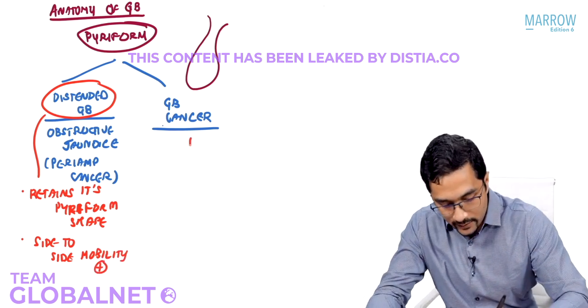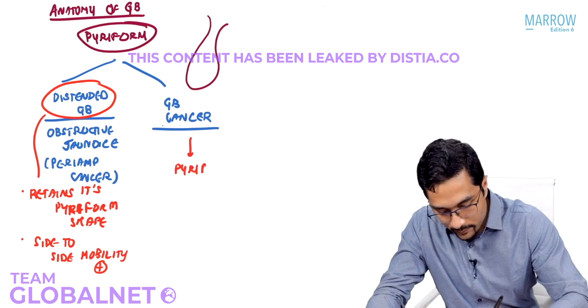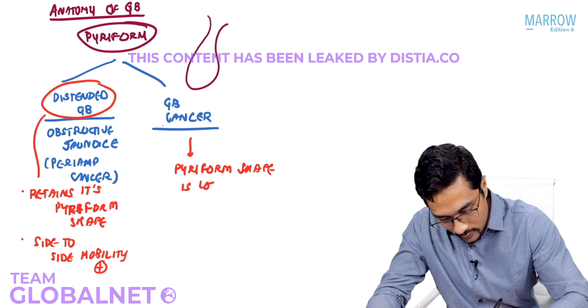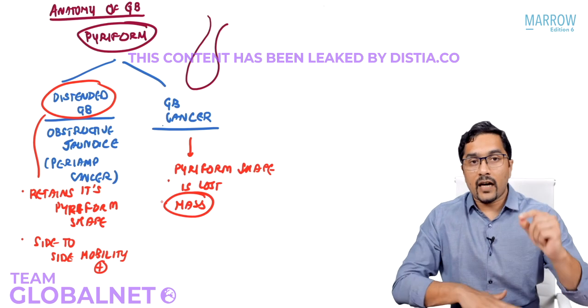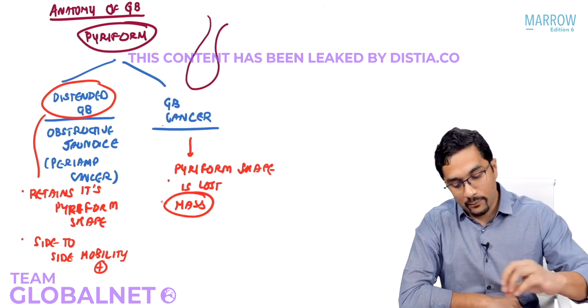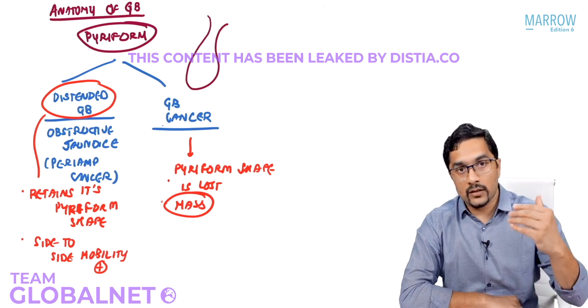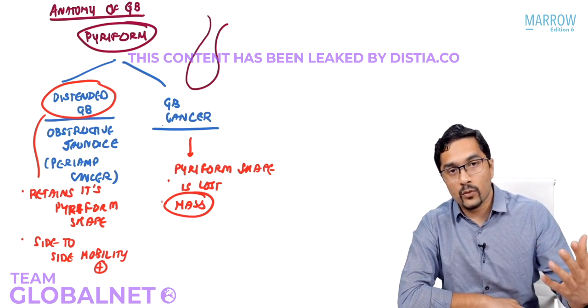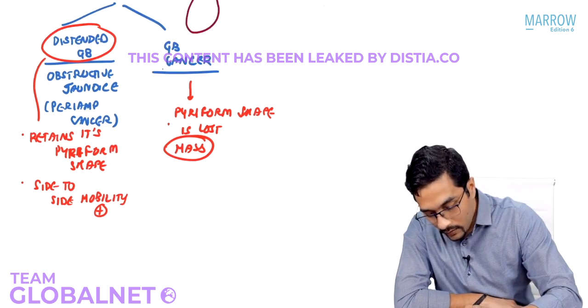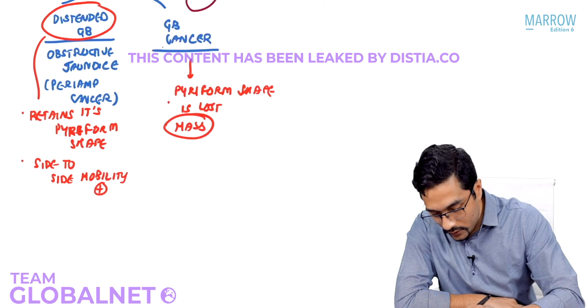But when it is a GB cancer, the pyriform shape is lost and it becomes a gallbladder mass. This I've even covered in one of the abdominal cases in the modules. So this is a very important point to know on examination when you're examining a patient who has a palpable gallbladder. Okay. So this was the first thing which I wanted you to know.